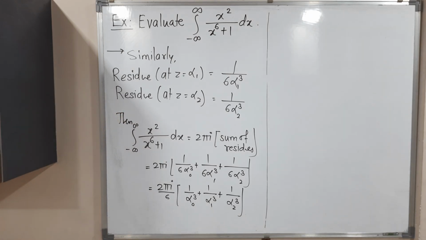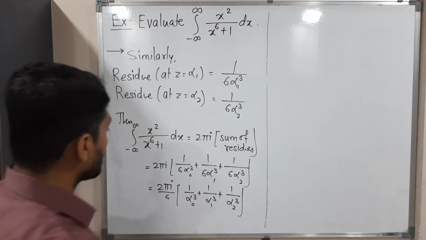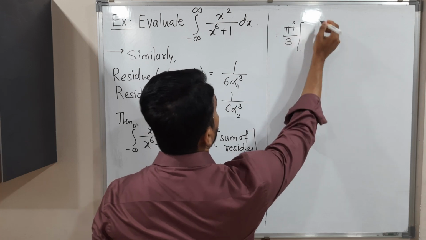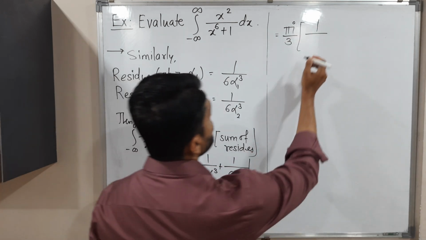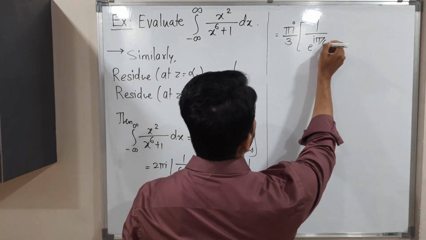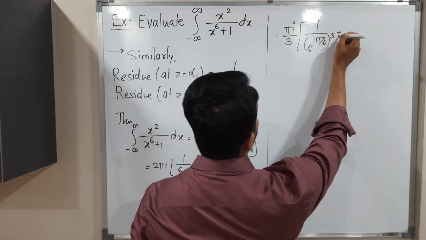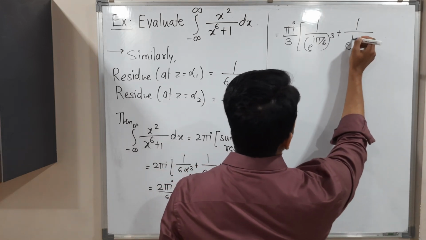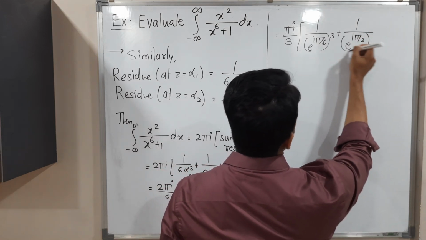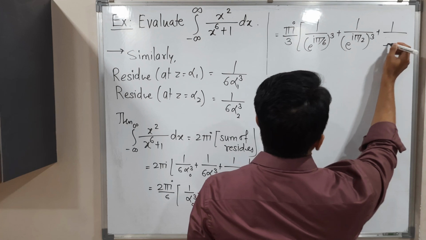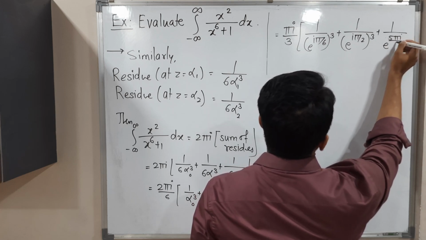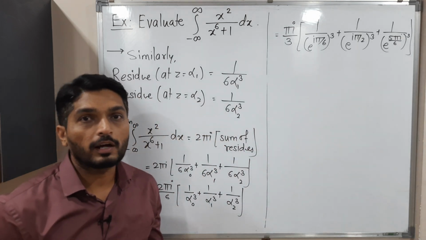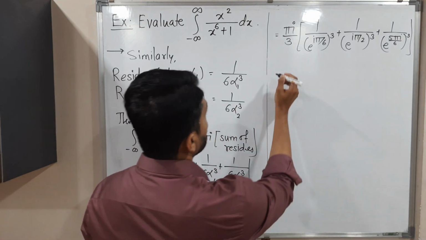So let us do that calculation. Getting? 2 will get cancelled here. Pi i by 3, alpha naught was e raised to i pi by 6, so this was the value of alpha naught, plus alpha 1, its value was e raised to i pi by 2, power 3, and the last one is e raised to 5 pi i by 6 raised to 3. So we are putting the values of alpha naught, alpha 1 and alpha 2. Let us simplify it further.